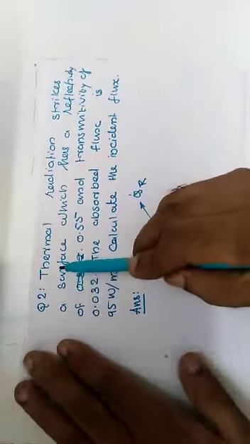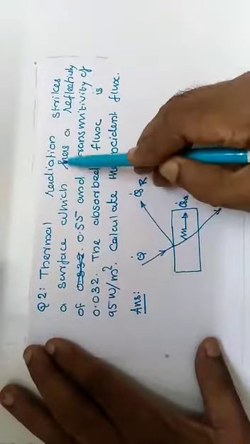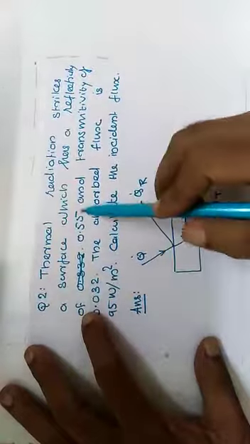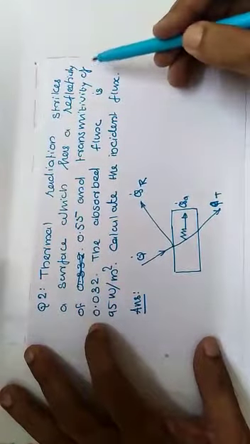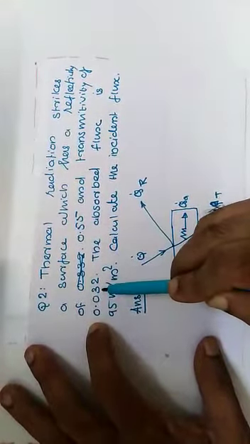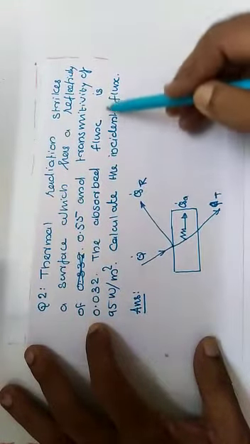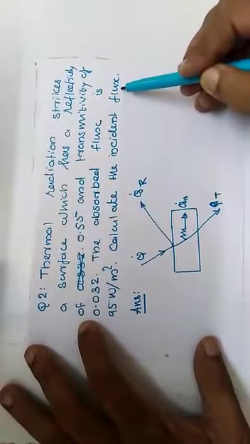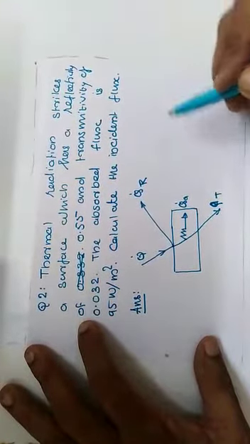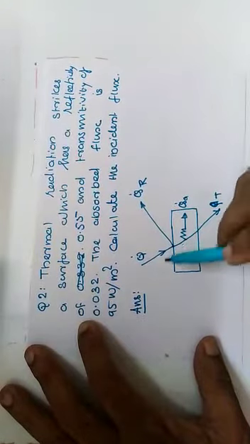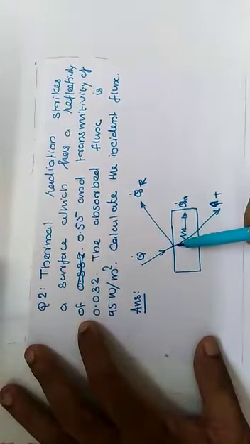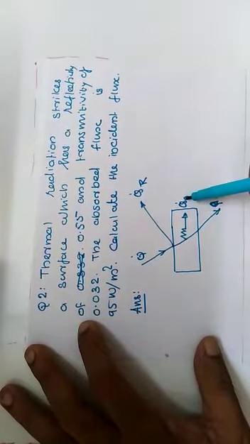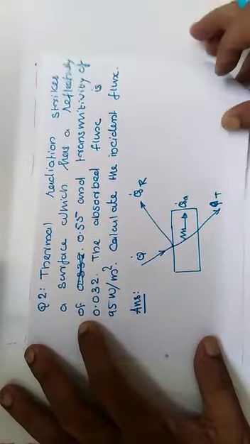Now the second problem is: thermal radiation strikes a surface which has a reflectivity of 0.55 and transmittivity of 0.032. The absorbed flux is 95 watt per meter square. Calculate the incident flux. So here, this is the surface. As usual, Q dot is incident on the surface, Q dot R is reflected, Q dot A absorbed and Q dot T transmitted.